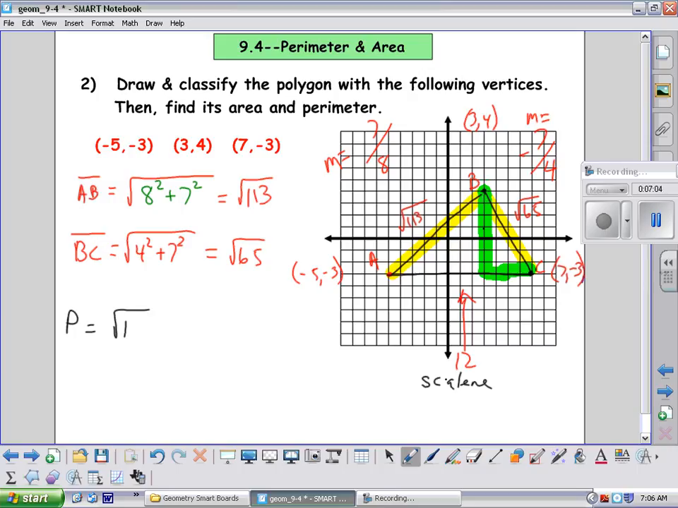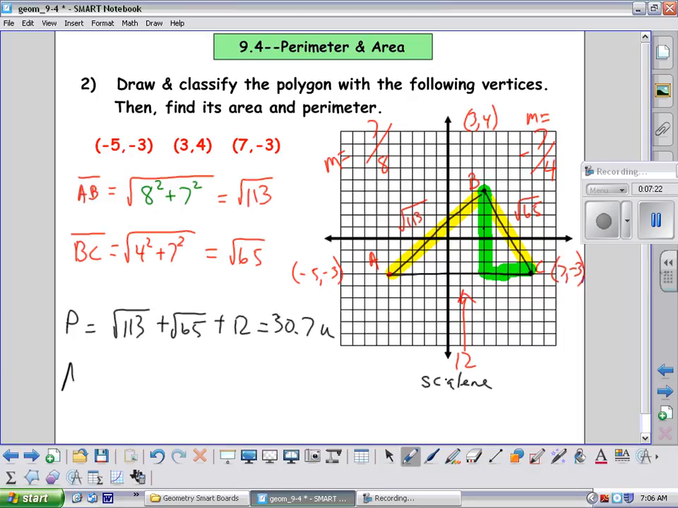So the square root of 113 plus the square root of 65 plus the 12, and you can just pound those in your calculators as decimals, and you get 30.7 units, right? The distance around, not square units, it's just units.